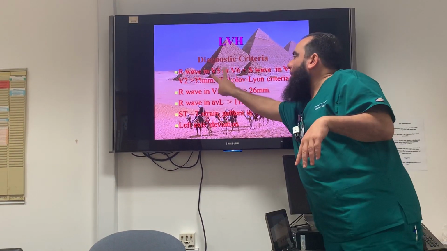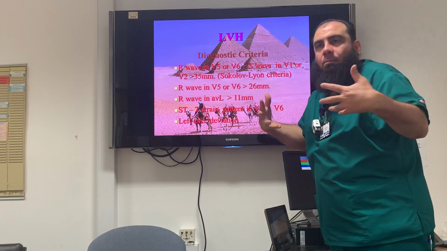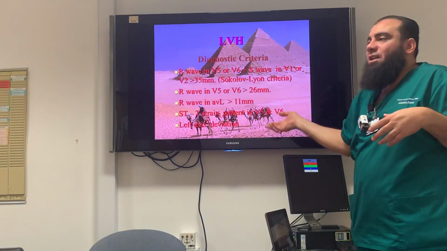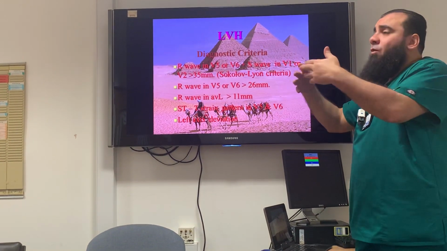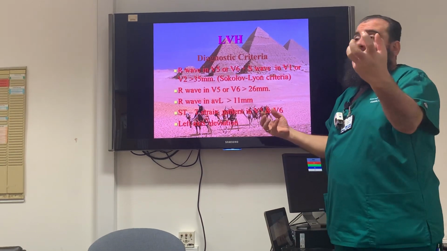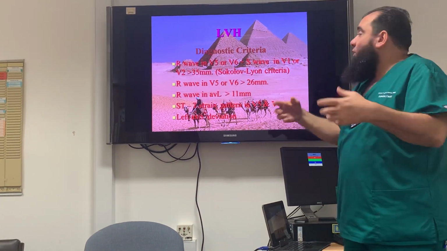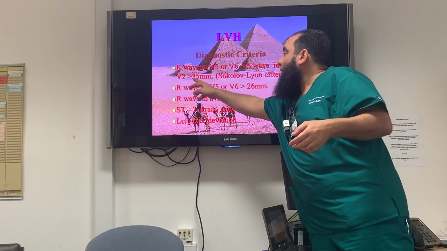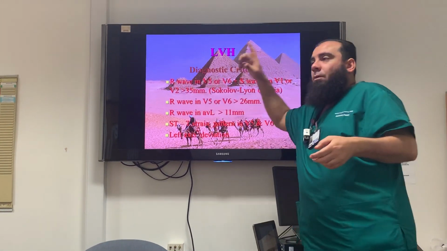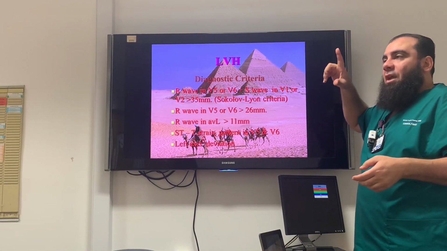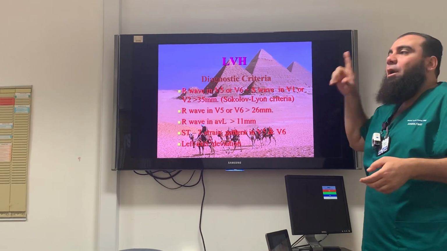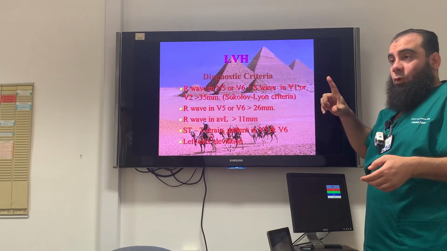So if we take the sum of one from the lateral leads, V5 or V6, and one from V1 or V2, and the sum of them is more than 35 small squares, we can tell it is left ventricular hypertrophy. Okay?